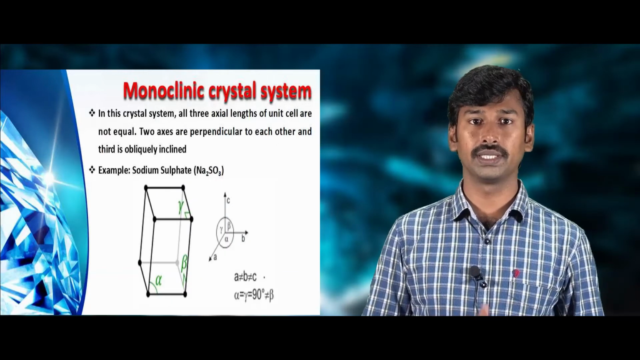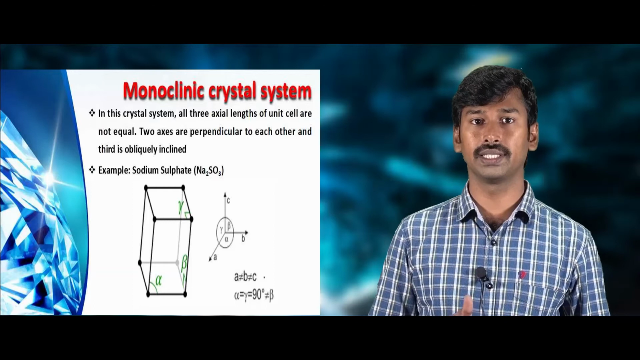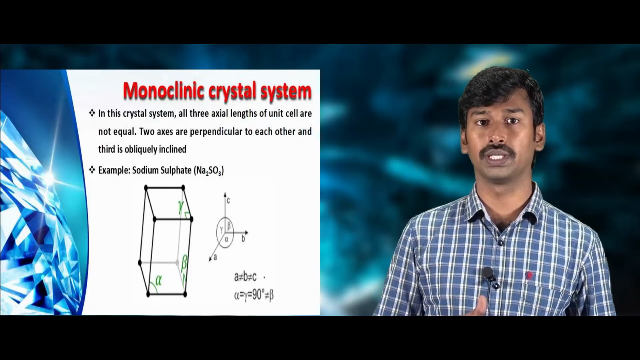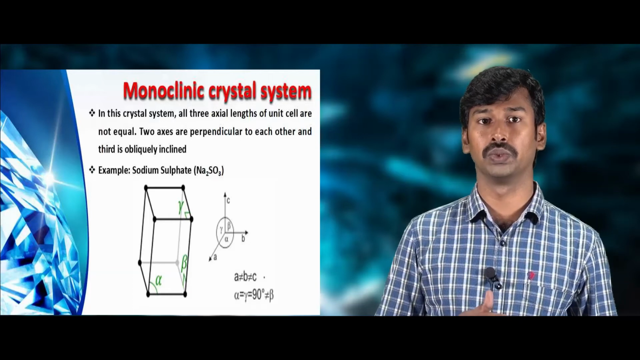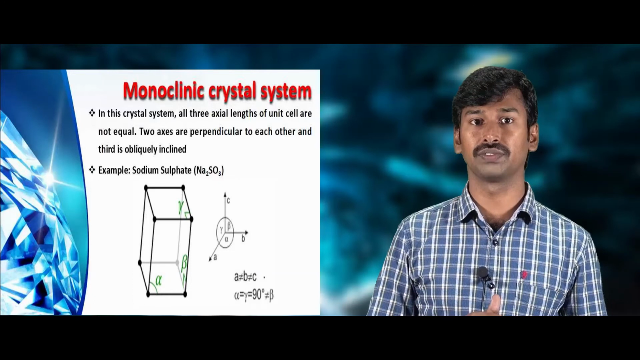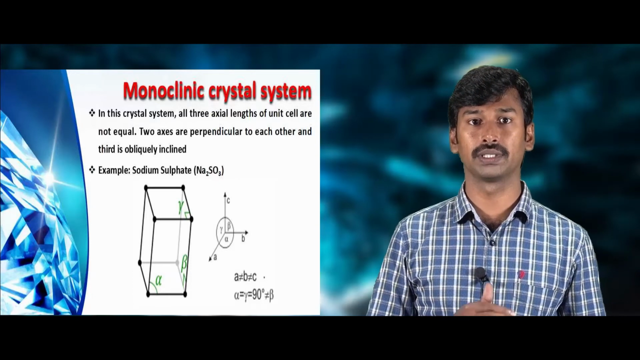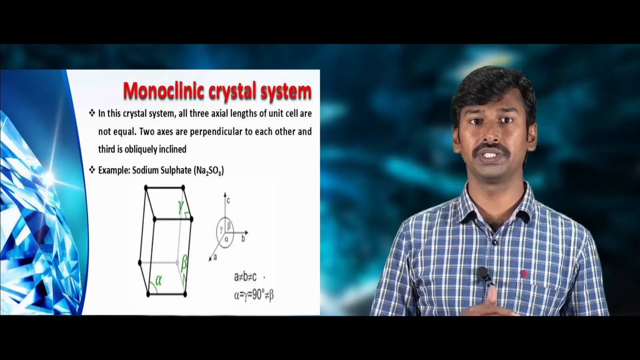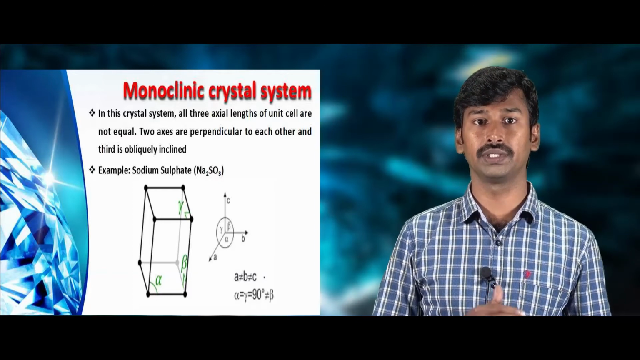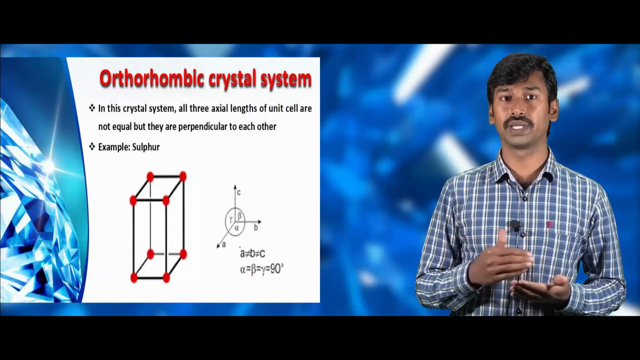Monoclinic crystal system. In this crystal system, all three axial lengths of the unit cell are not equal. Two axes are perpendicular to each other and the third one is inclined obliquely. Example: sodium sulfate. The figure shows the schematic representation of the unit cell and lattice parameters where a is not equal to b, b is not equal to c, alpha is equal to gamma is equal to 90 degrees, which is not equal to beta. Orthorhombic crystal system.